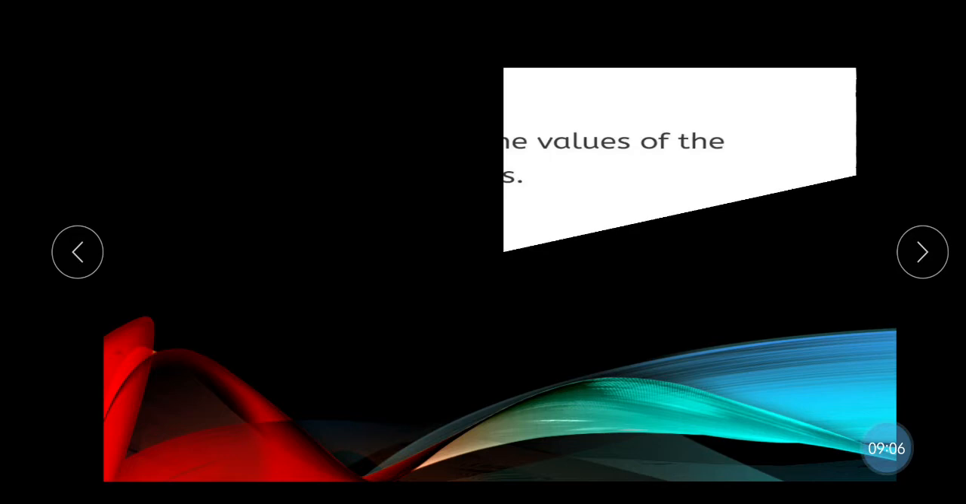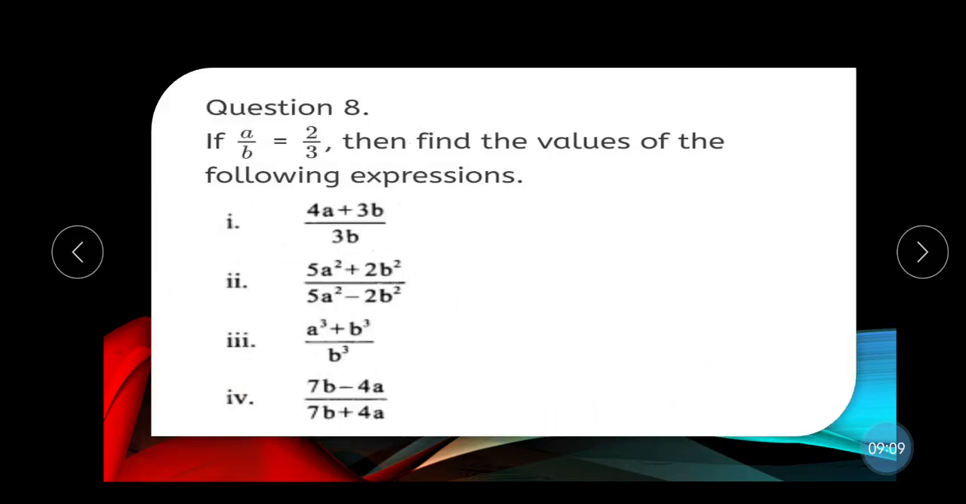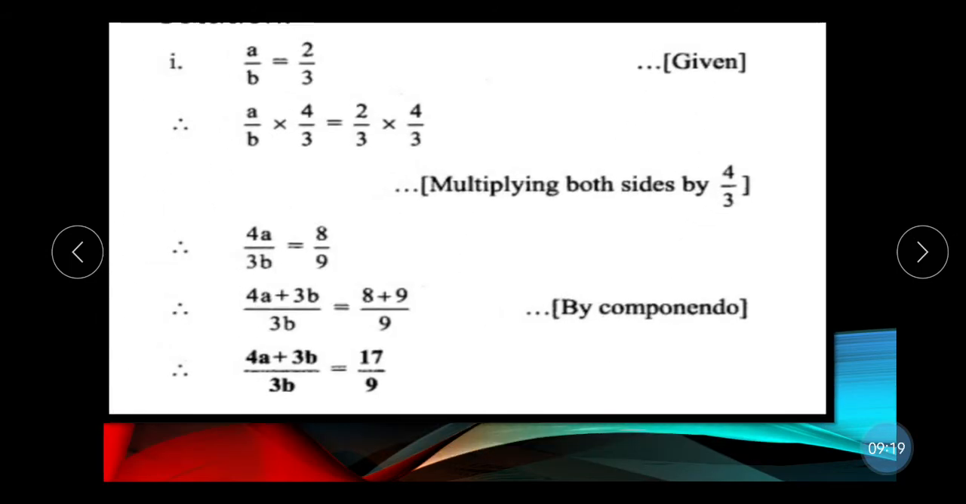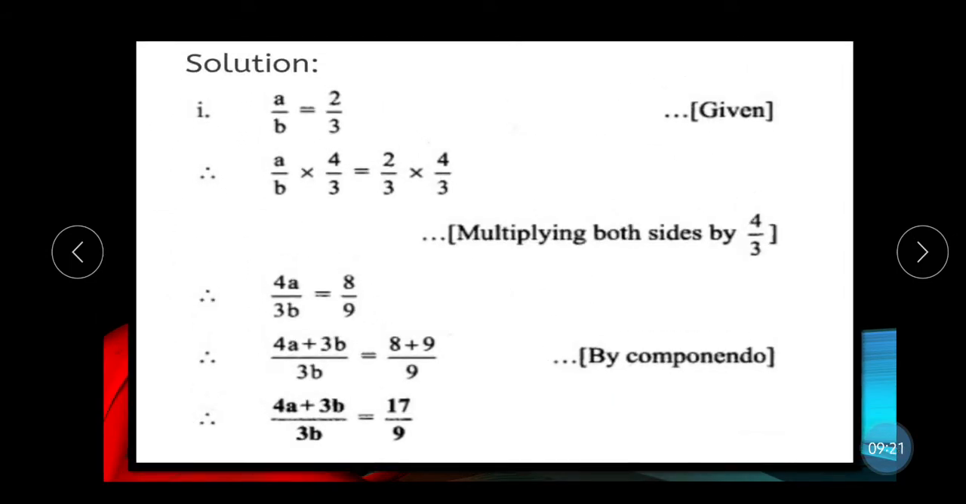The next question, question number 8. If a upon b is equal to 2 upon 3, then find the values of the following expressions. First one, as a upon b is equal to 2 upon 3, that is given. So we will be multiplying, as in the question it is 4 in the numerator and in denominator 3. So we will be multiplying both sides by 4 upon 3. So we get a upon b into 4 upon 3 is equal to 2 upon 3 into 4 upon 3.